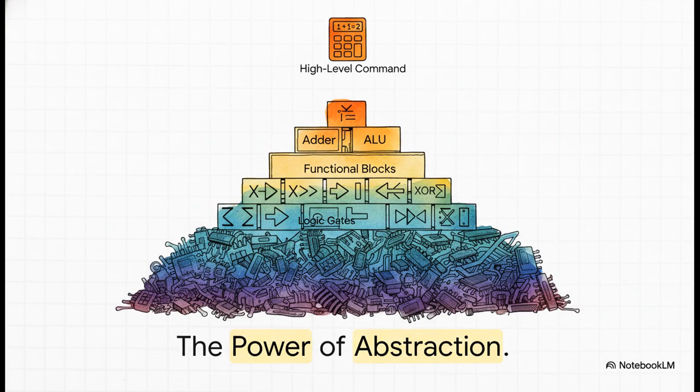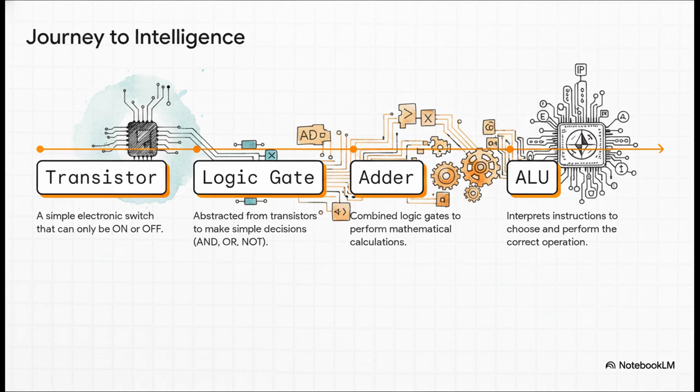And this whole chain of events, from top to bottom, it just brilliantly illustrates the incredible power of abstraction. I mean, just think about the journey we just took. We started with a single dumb transistor that could only be on or off. Then we bundled those up, abstracted them into logic gates that can make basic decisions. Then we used those to build adders that could actually do math. And finally, we put it all together into an ALU that can read instructions and choose the right calculation to perform. Each new layer completely hides the messy details of the one below it. It's how we build something so unbelievably complex from the simplest possible part.